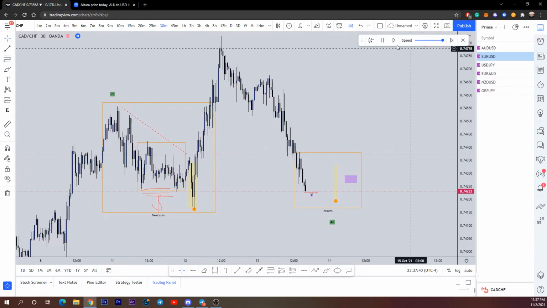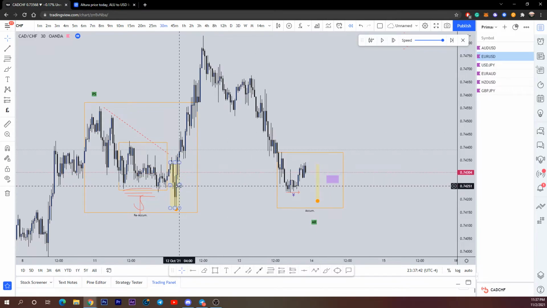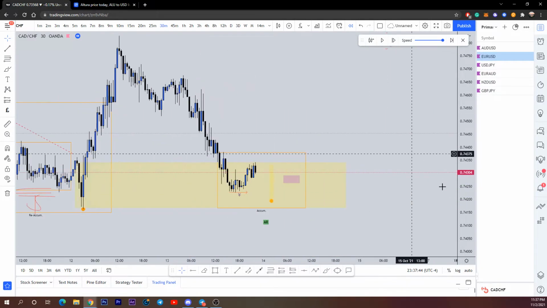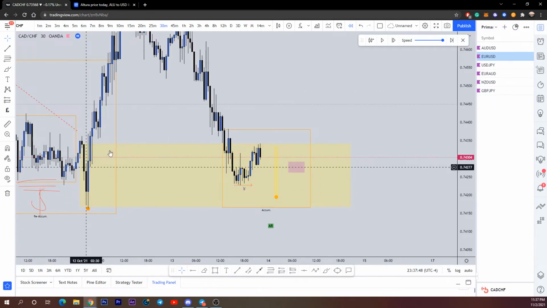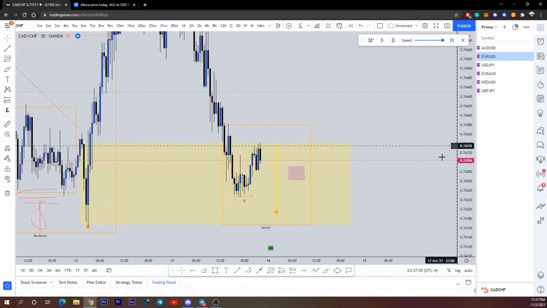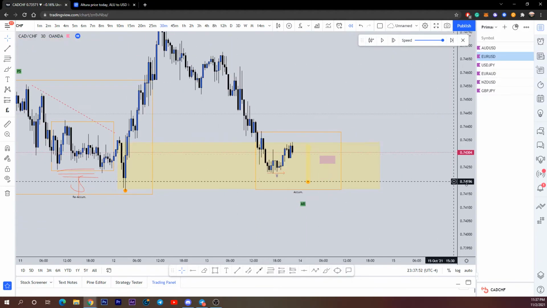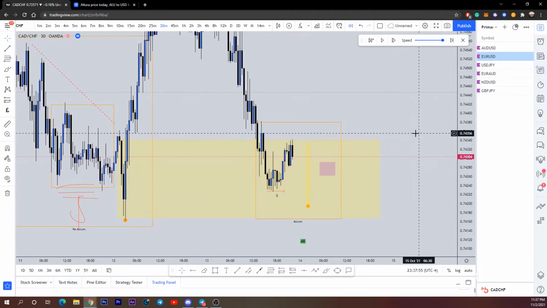Let me draw this out. And I'm gonna show you the exact same thing happened again, guys. Look at this. So we raided this liquidity, we're going to the upside. This area now becomes a demand zone. The market comes back to the demand zone and does the exact same thing.